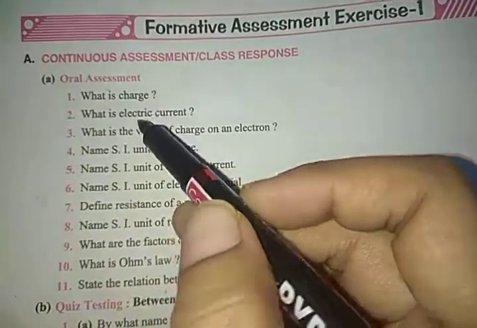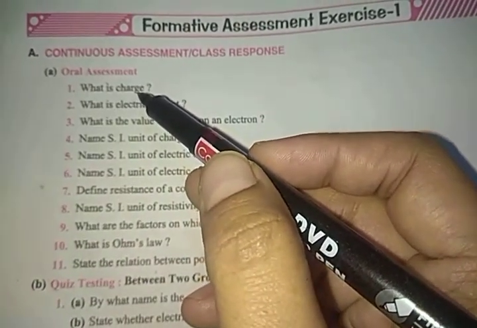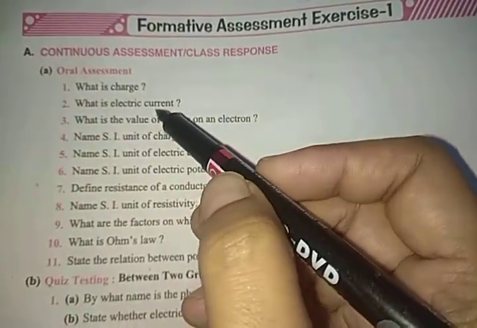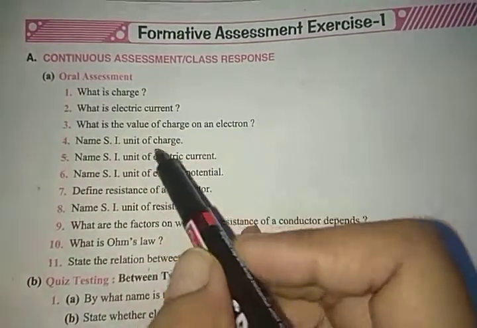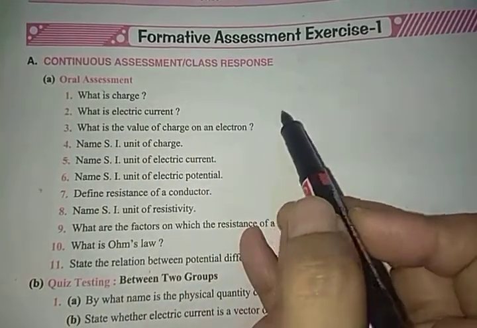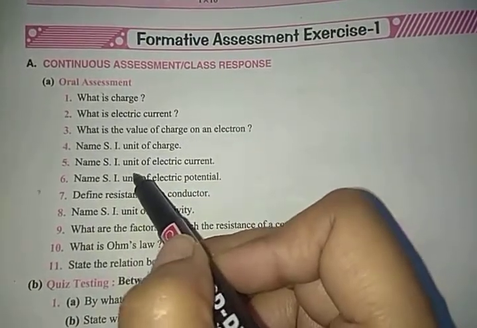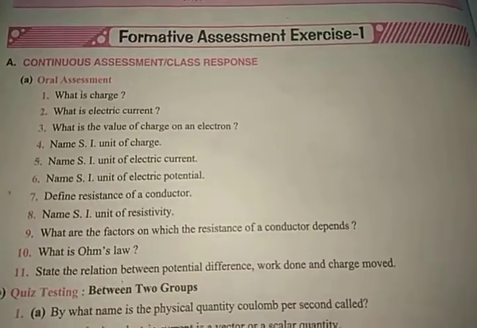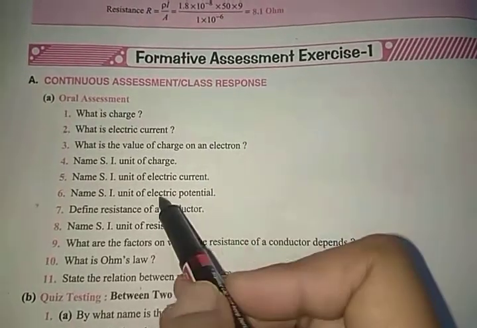So what is charge? You know what is charge? Charge is the smallest quantity, or it is the matter contained in it. What is electric current? I = Q/t, charge with respect to time. Value of charge on an electron is 1.6 × 10^-19 coulomb. SI unit of charge is coulomb. SI unit of electric current is ampere.